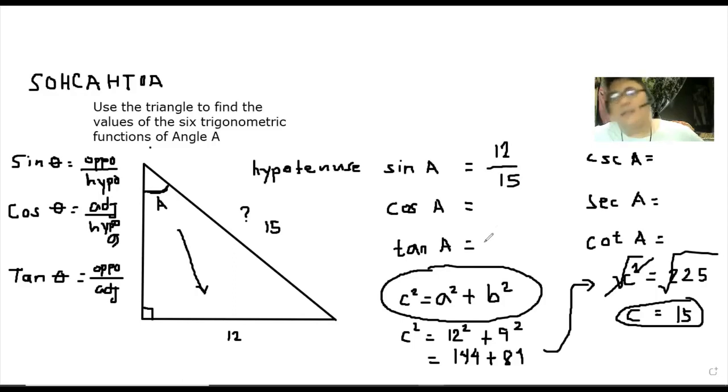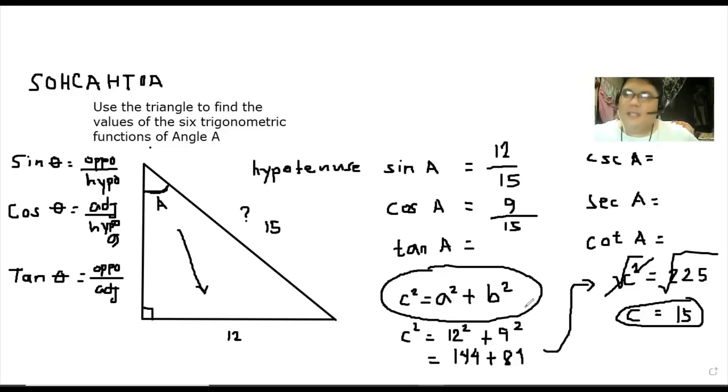Sa cosine naman, we have adjacent over the hypotenuse. So, ano yung adjacent side natin dito? Ito, 9. Okay? So, sabi niya, adjacent over the hypotenuse. So, adjacent side is 9. So, what is the hypotenuse? 15.